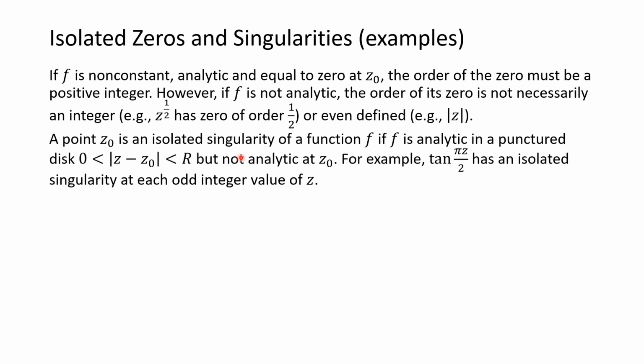Then looking at isolated singularities, we have an example here, the tangent of pi z over 2. Recall the tangent of z is just the sine of z divided by the cosine of z, and the cosine of z equals 0 at pi over 2, minus pi over 2, 3 pi over 2. So every pi over 2 plus or minus pi. And so you get isolated singularities at each odd integer value of z for the tangent of pi z over 2.